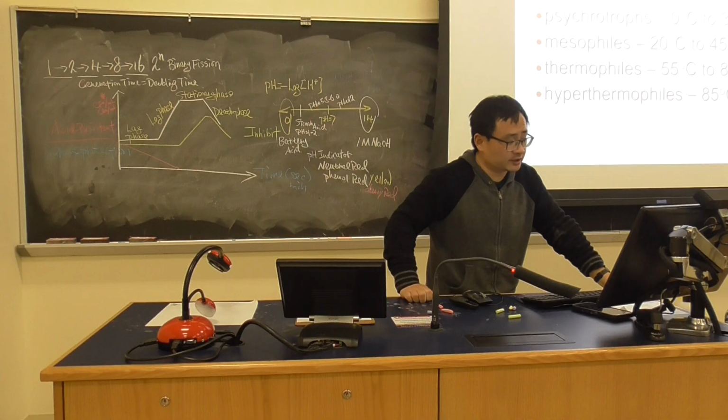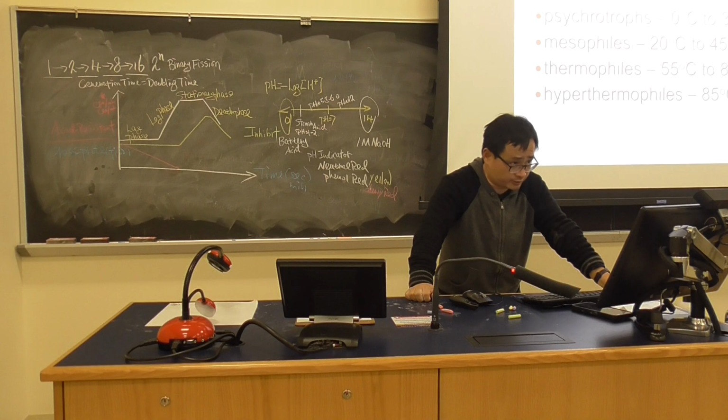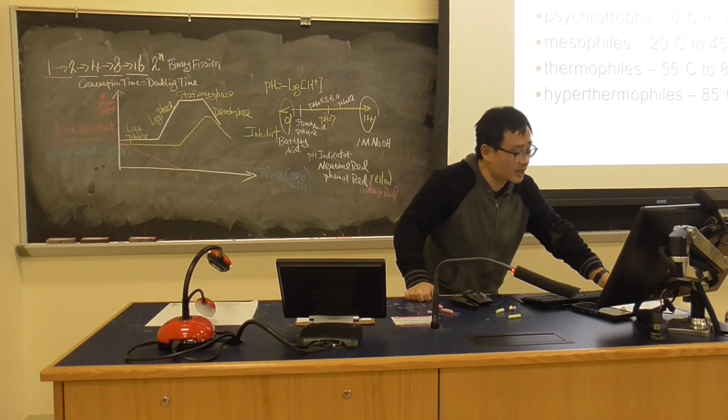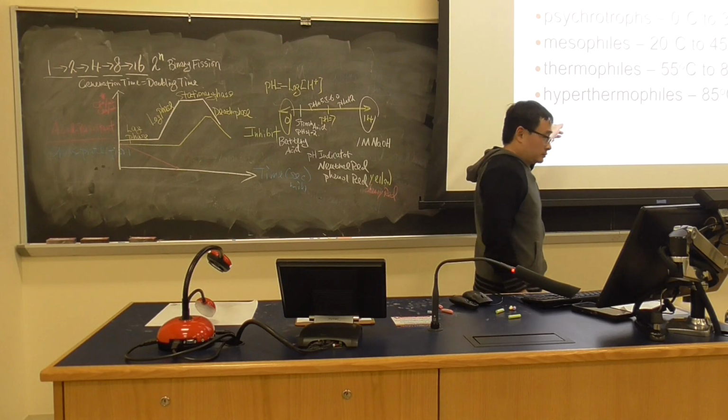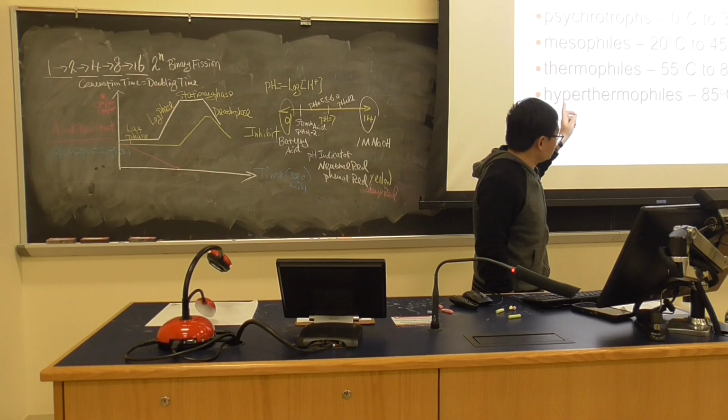Some bacteria can survive in heat environments, let's say Bacillus. That's why we call it a thermophile. They can grow at 55 to 85 degrees Celsius. Some bacteria can survive extremely high temperatures, even more than 100 degrees Celsius. That we call hyperthermophile. Which example is a hyperthermophile?